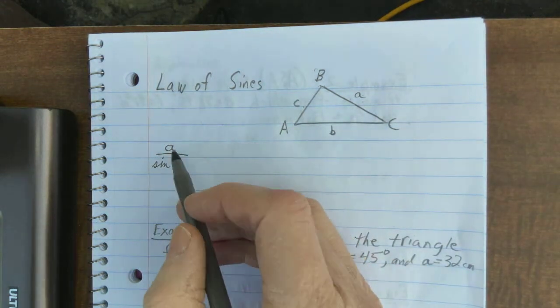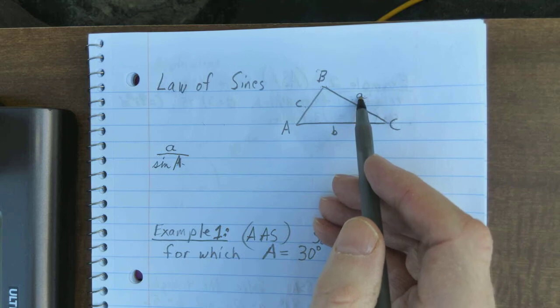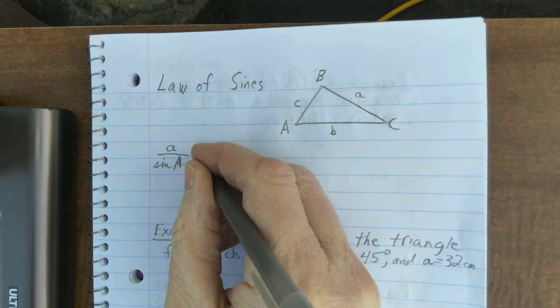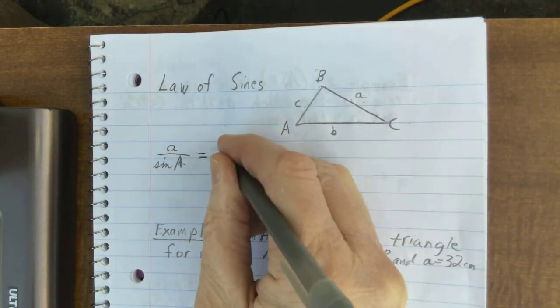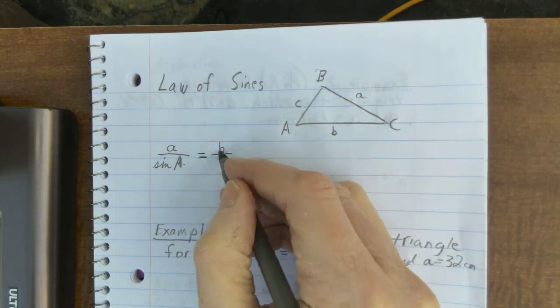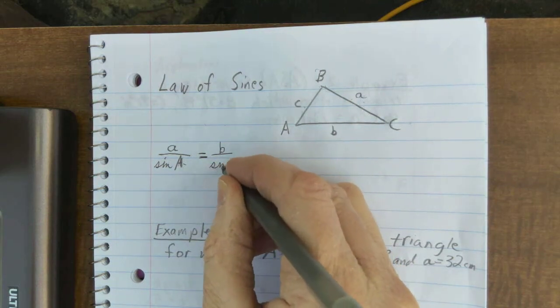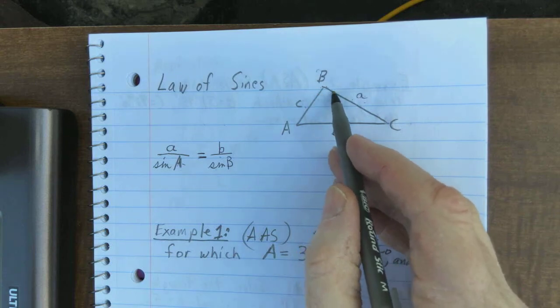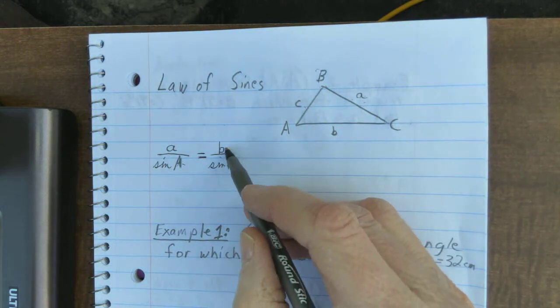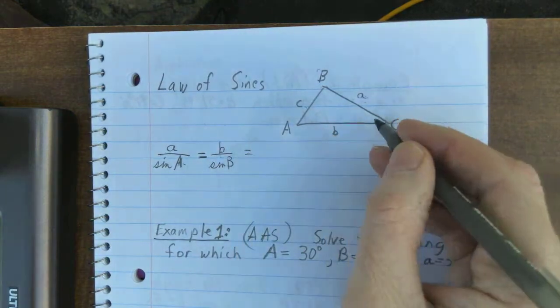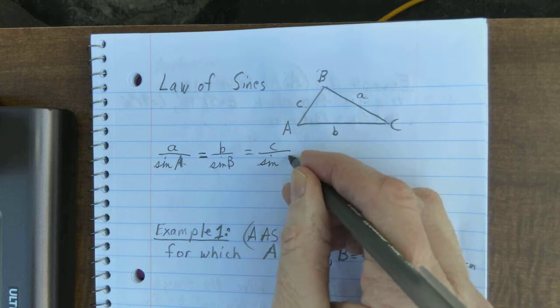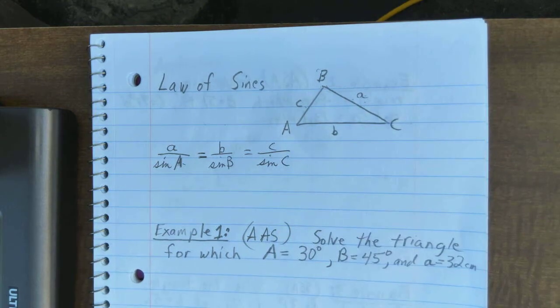So I got a pen instead. But as we were saying, the length of this side over the sine of this angle, those are equal for each side and the sine of its opposite angle. So the length of this side over the sine of this angle is equal to also the length of this side over the sine of its angle. And it's that simple.